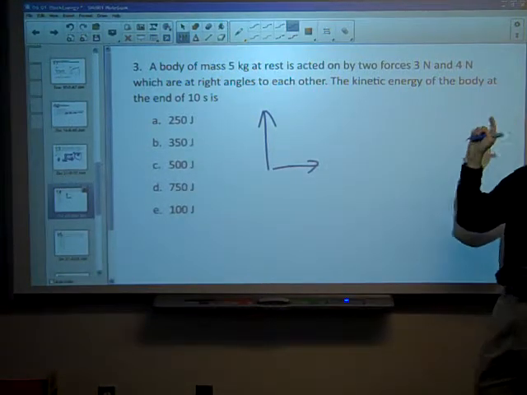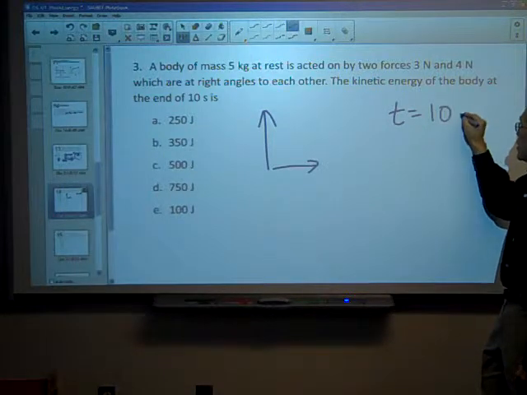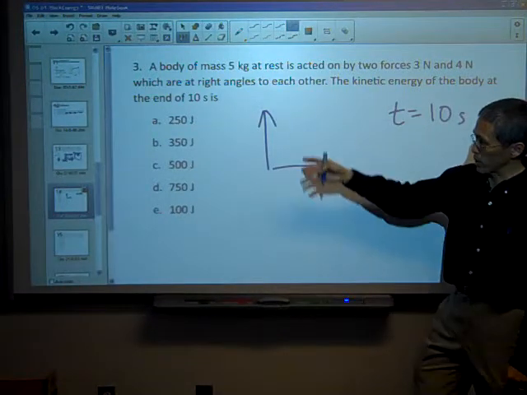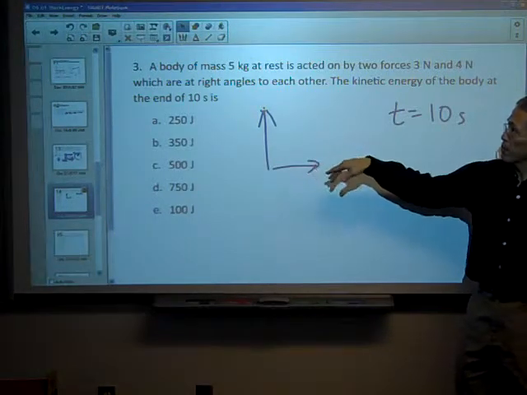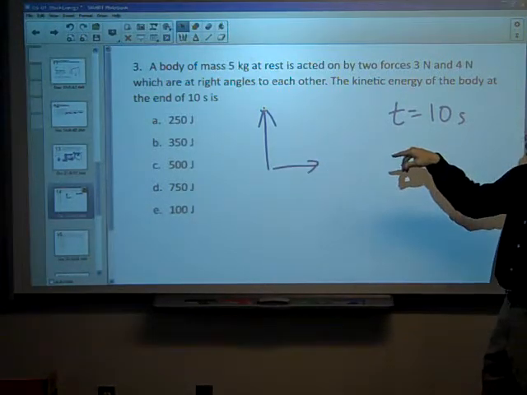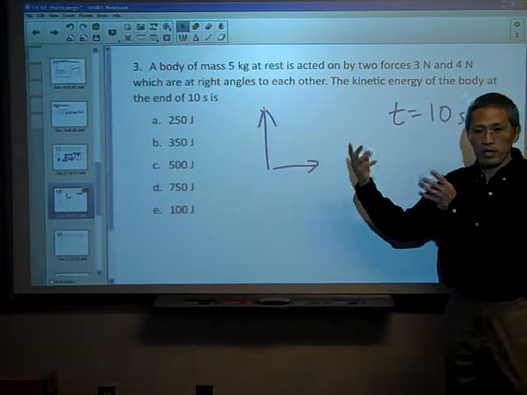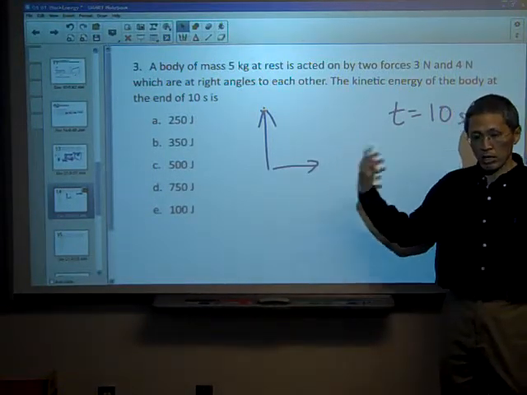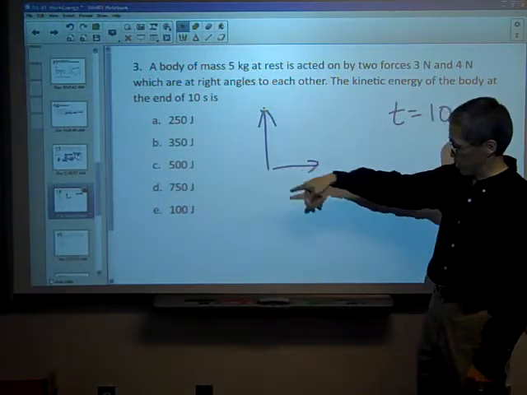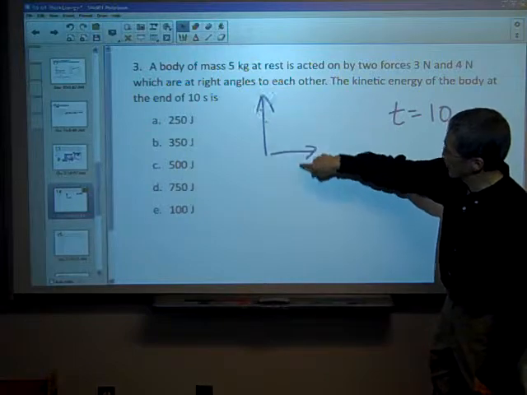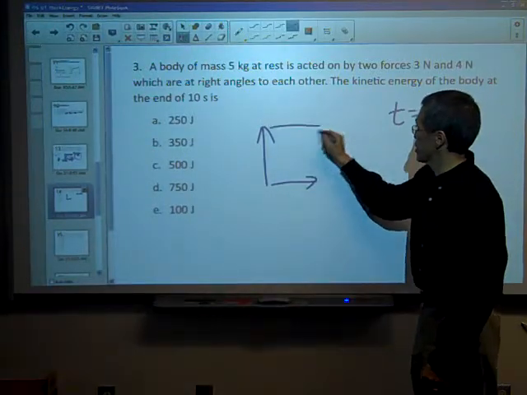The kinetic energy of the body at the end of 10 seconds, so we know our time is 10 seconds, is what? So we're going to look at these guys here. The problem here is actually a kinematics problem, a force problem, and also an energy problem, so you have to do all of those. But in the beginning, all we have to realize is this.